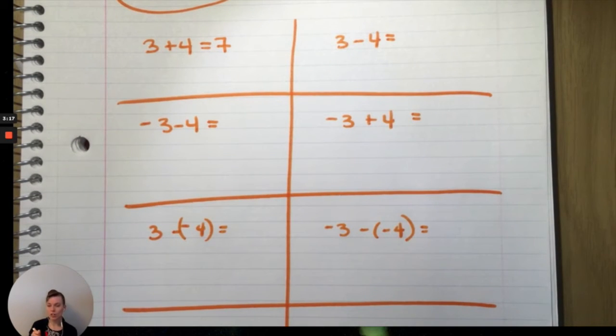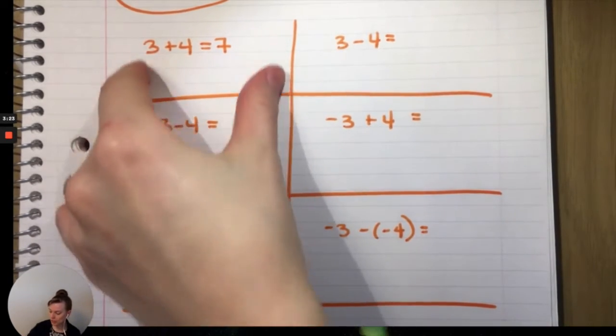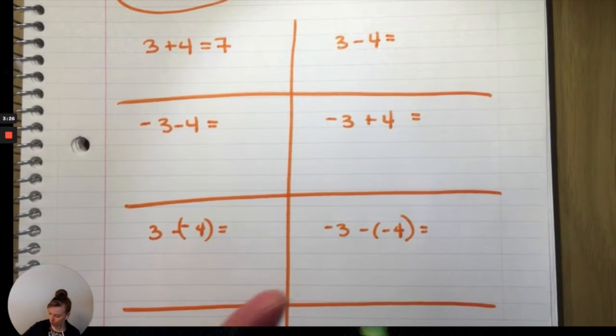These are all 6 of our examples. Notice that this first one I filled out was 7 because we all know 3 plus 4 is 7. But notice that these are all variations of positive 3s, negative 3s, positive 4s, and negative 4s.